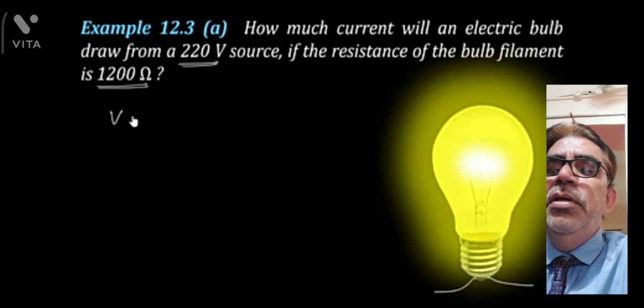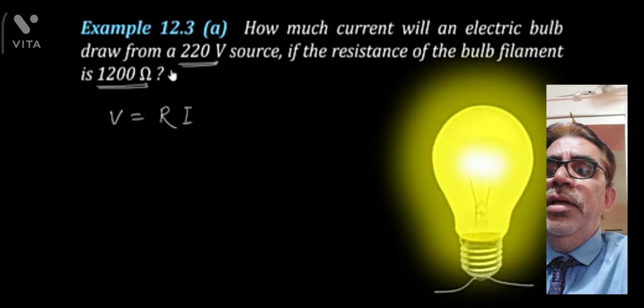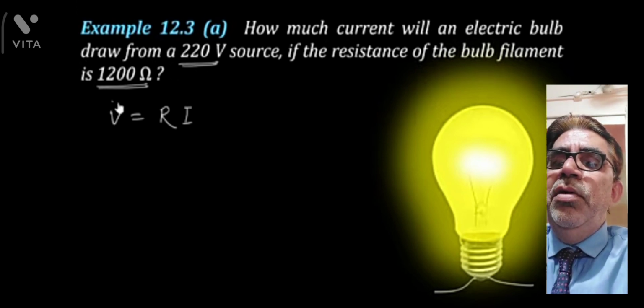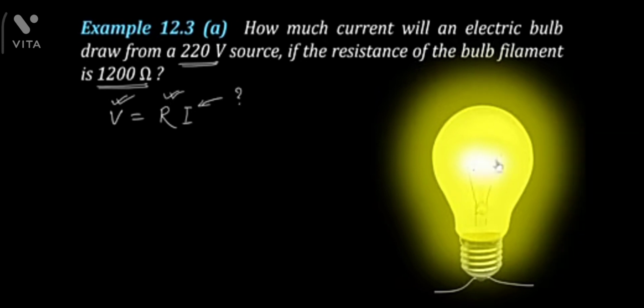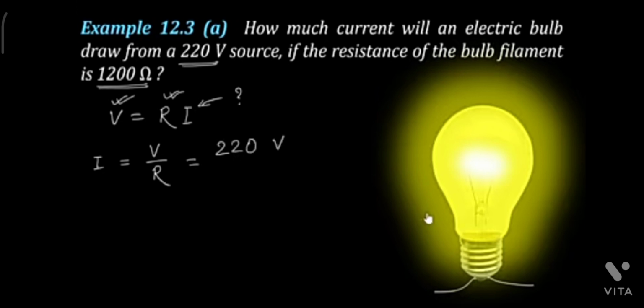What is to be calculated here? We need to calculate the electric current. How much electric current is passed? So the value of I is to be calculated. The value of V is given, that is 220 volt, and the value of resistance is 1200 ohm. Now we have written the formula that V is equal to IR, and the value of V is given, the value of R is also given, and the value of I is to be calculated.